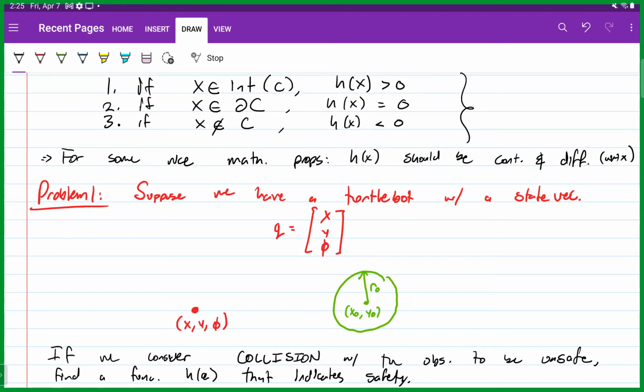So we're going to require continuity and differentiability because we'll actually need to take the derivatives of these to get safety constraints a little bit later on, which is why those are things that we require right now.